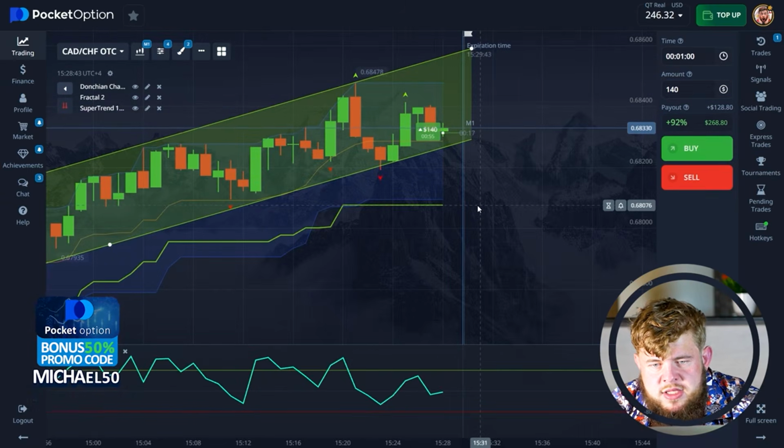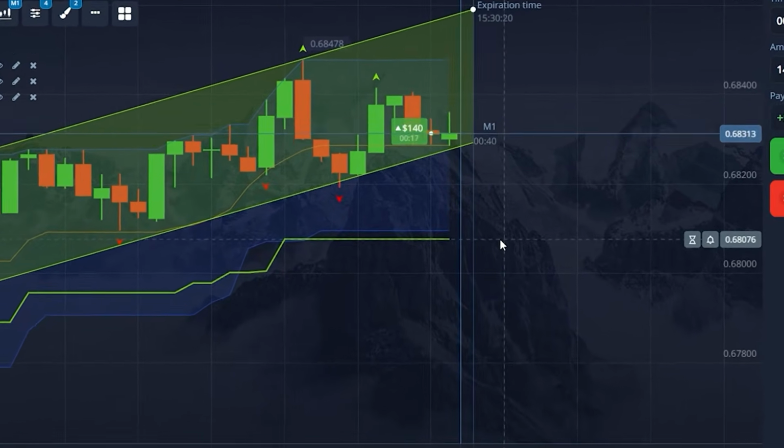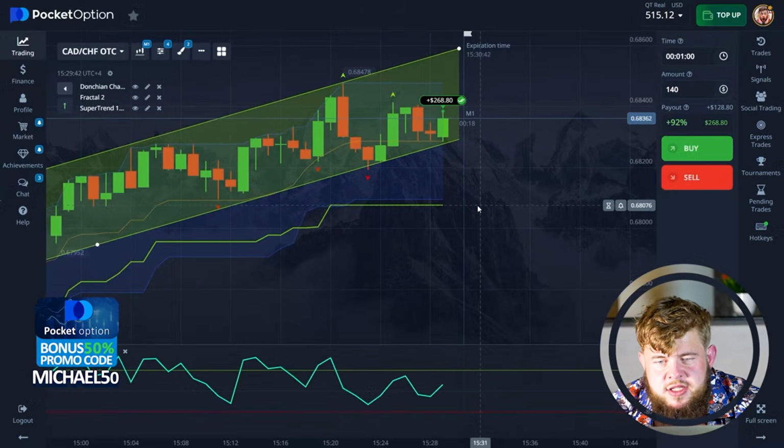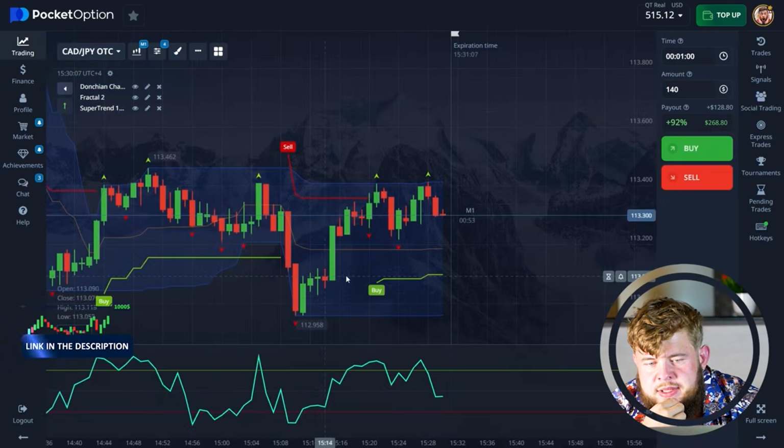We have $246 right now. Fine, so we have $515. This trade was also profitable. So my friends, we have enough time to make at least 2 trades. We need to make more money. Let me check CAD JPY currency pair.